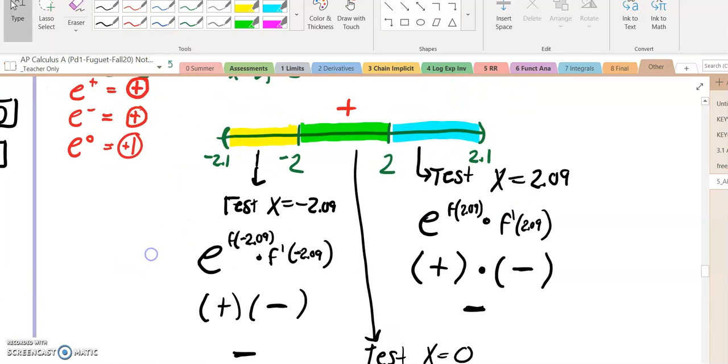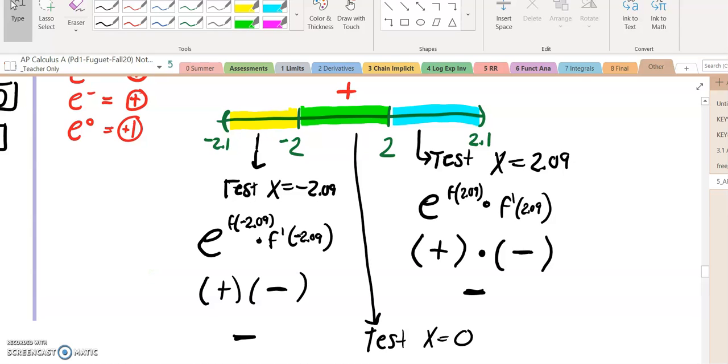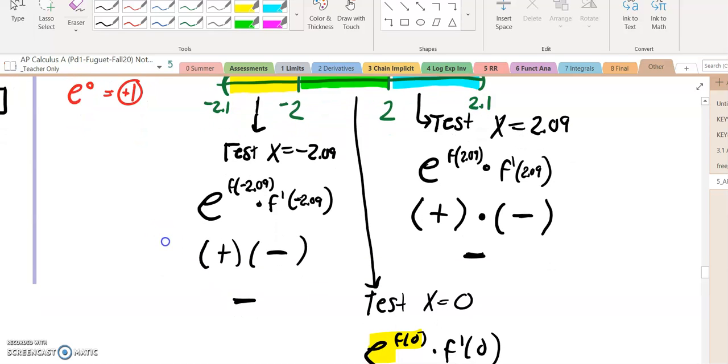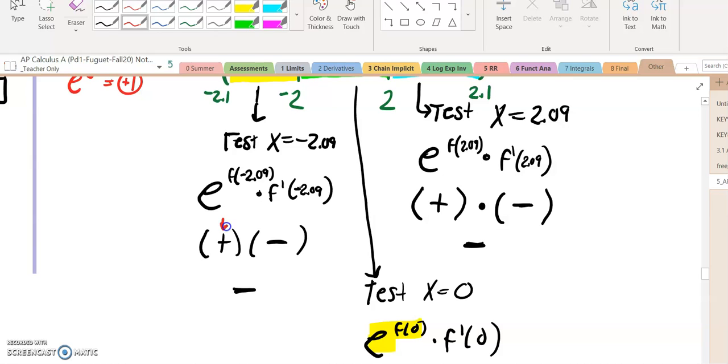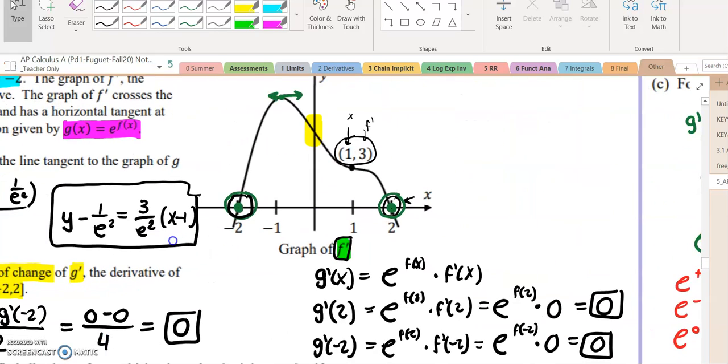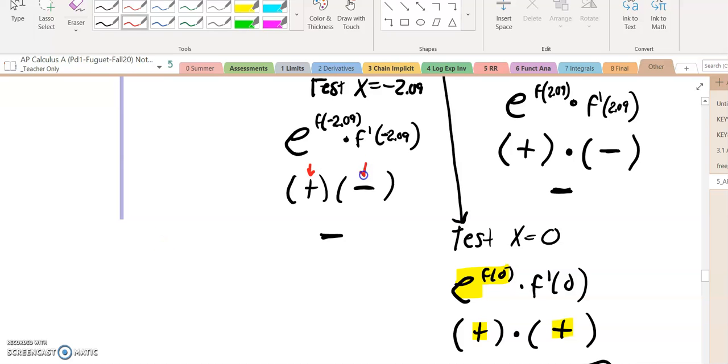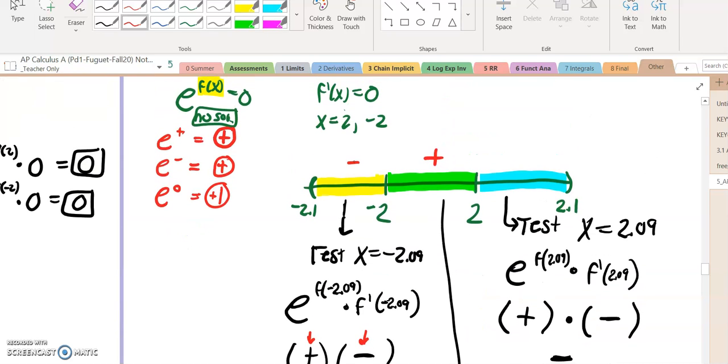Let's go to the yellow region on the left. So again, we had to pick a number between negative 2 and negative 2.1 on that interval. So we're going to say negative 2.09. And when I do that, e to the anything again is positive, so we've got that covered. f prime of negative 2.09 is just to the left of negative 2, so that's over here. That is going to be below the x-axis, so that is a negative value. Therefore, my second region is negative.